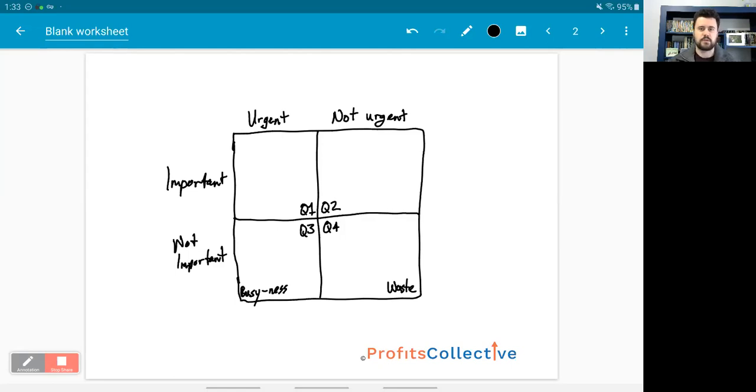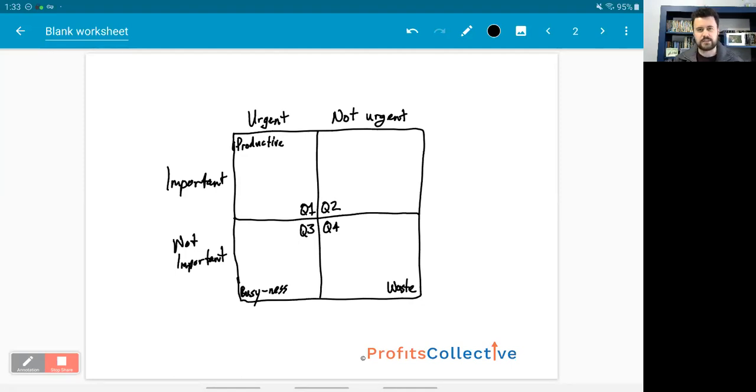Then if we go up to Q1, things that are urgent and important, what you're feeling here is productive, because you're getting things done that are important and you're doing them by the deadlines. So you're working on important and urgent things. It's kind of like the opposite of waste. You're not wasting your time, you're being very productive with your time.